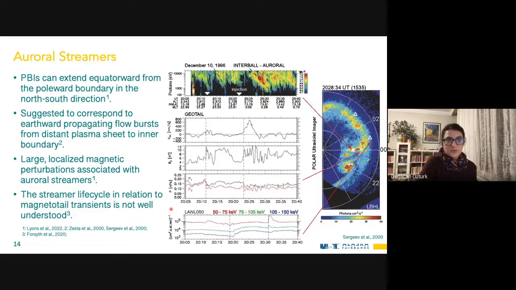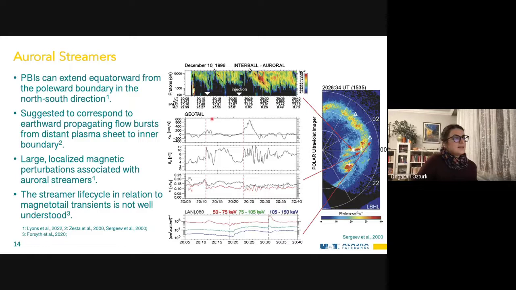The second type of mesoscale structures or dynamic auroras are the auroral streamers. Here you can see the Polar ultraviolet imager. Auroral streamers are most commonly observed elongated from north to south, but they can also be east-west aligned. Here, what we are looking at is a north-south aligned auroral streamer. And there were three spacecraft at this time observing this auroral streamer.